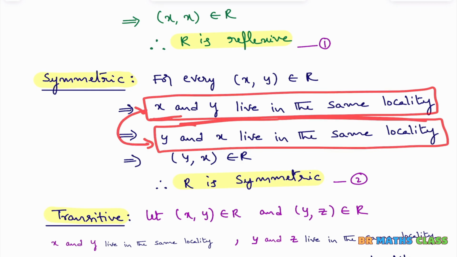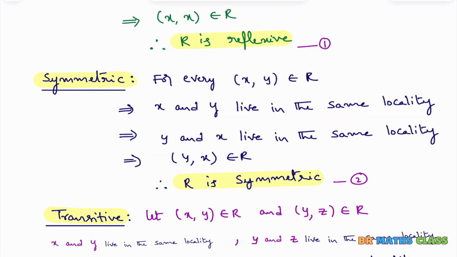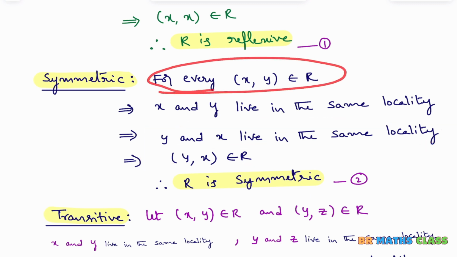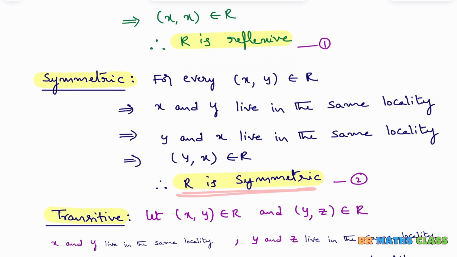You can understand this easily. If x and y live in the same place, y and x also live in the same locality, right? So I can say that this statement is also true. As y and x live in the same locality, I can write that the ordered pair (y, x) belongs to the relation. So for every ordered pair (x, y) belonging to R, (y, x) also belongs to R. Therefore, we say that this relation is symmetric.